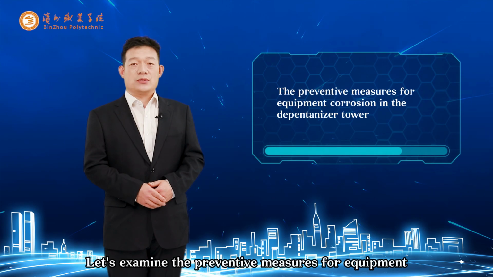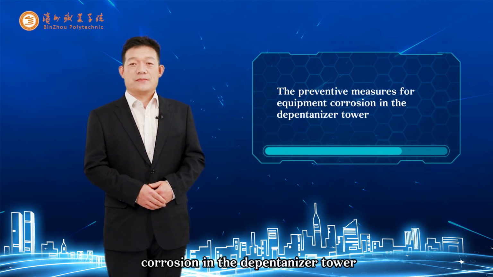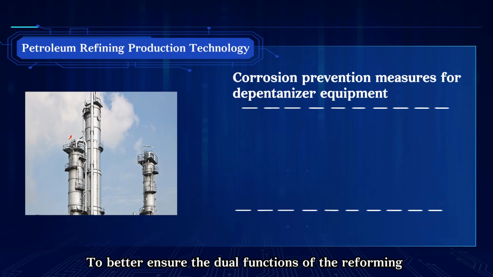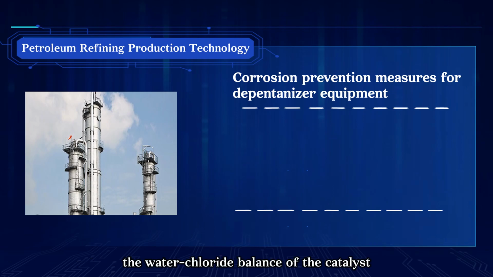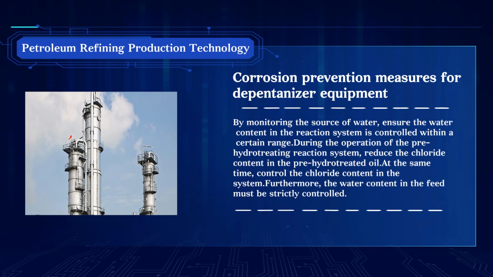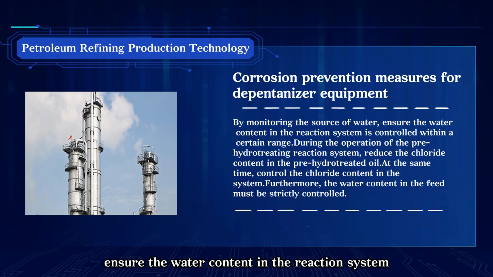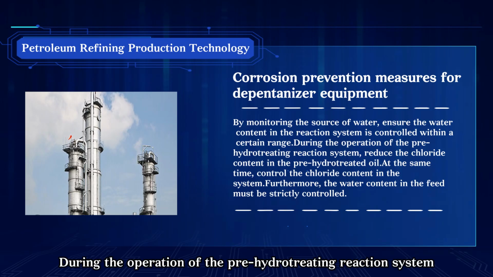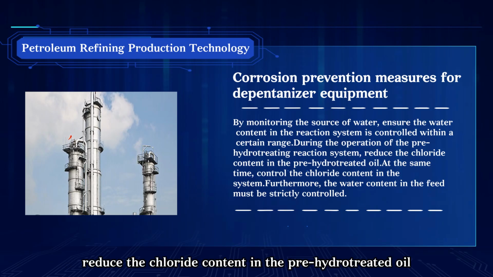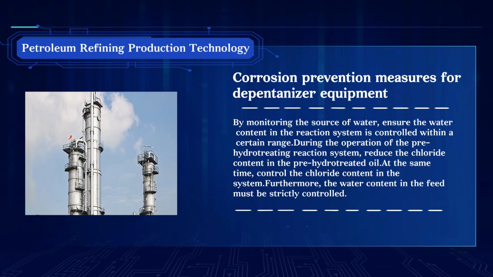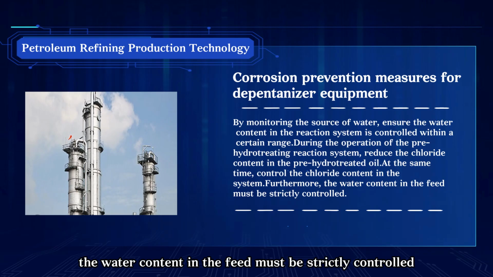Let's examine the preventive measures for equipment corrosion in the depentanizer tower. To better ensure the dual functions of the reforming catalyst are matched and its performance is fully utilized, the water-chloride balance of the catalyst must be effectively controlled in the reaction system. By monitoring the source of water, ensure the water content in the reaction system is controlled within a certain range. During the operation of the pre-hydrotreating reaction system, reduce the chloride content in the pre-hydrotreated oil. At the same time, control the chloride content in the system. Furthermore, the water content in the feed must be strictly controlled.